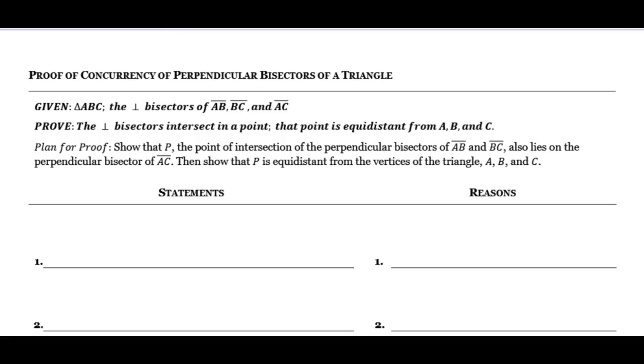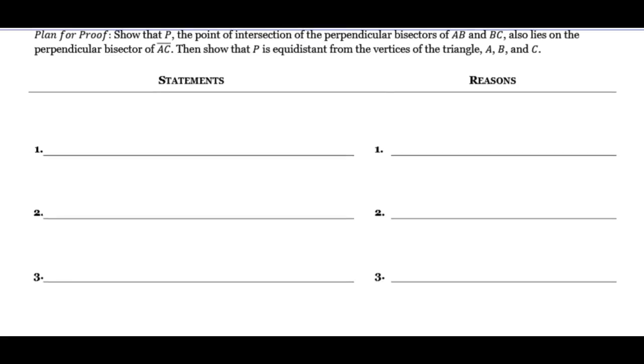All right, the last thing we're going to do today is a proof, and we've been given triangle ABC and the perpendicular bisectors of AB, BC, and AC. So I don't have a picture, but there's plenty of room at the bottom. So I would go ahead and draw the triangle ABC and draw in the perpendicular bisectors, just like we did in the first steps above.